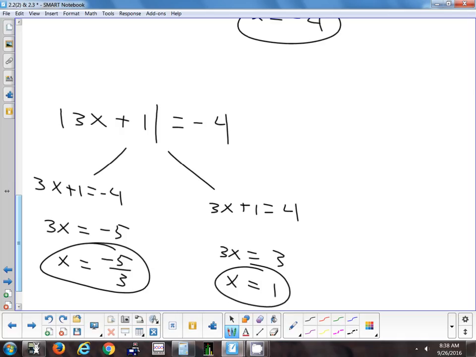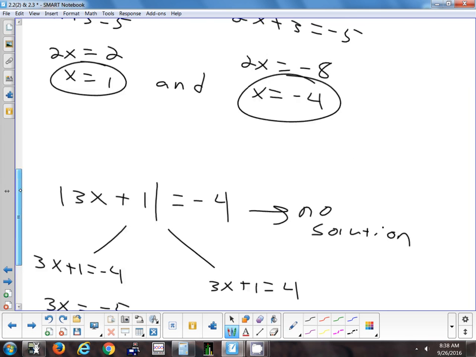Yeah? Well, it's an absolute value, so it won't come out positive, so an absolute value equal to a negative isn't good. Right. You can't have an absolute value equal to a negative number. You can follow all the steps, but you're never going to plug something in for x and then take the absolute value and ever get a negative. So this kind of problem is no solution.